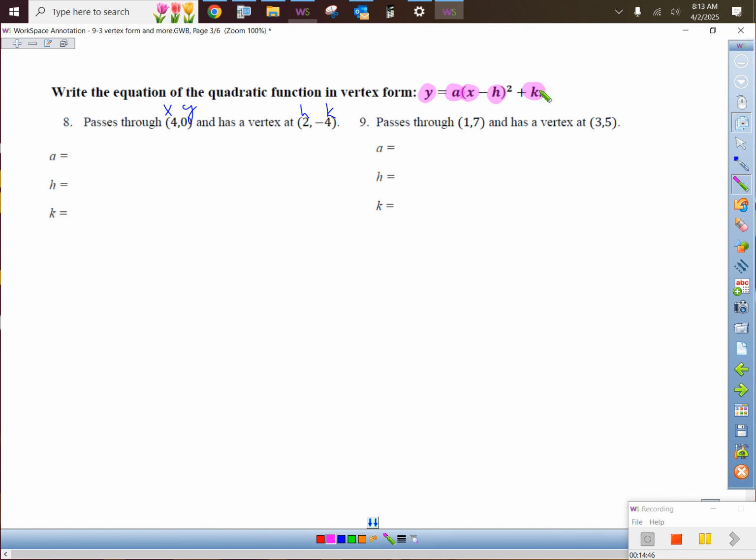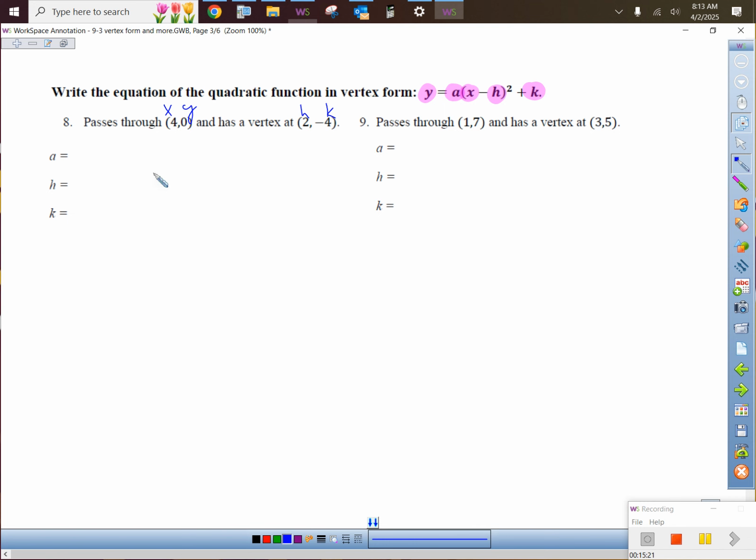Do I have an x value? Do I have a y value? Do I have an h value? Do I have a k value? Which one didn't they tell me? A. Are you with me on that? So we will take all of the given ingredients. This x is 4, y is 0, h is 2, and k is -4. Do you see how they gave me those things? We're going to substitute them into that formula and solve for A.